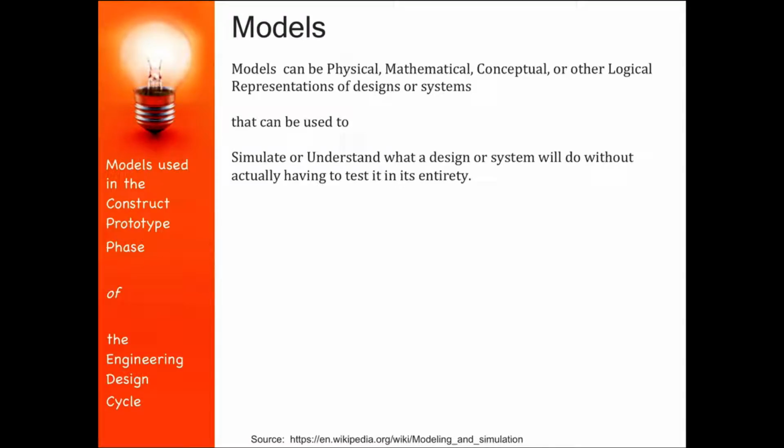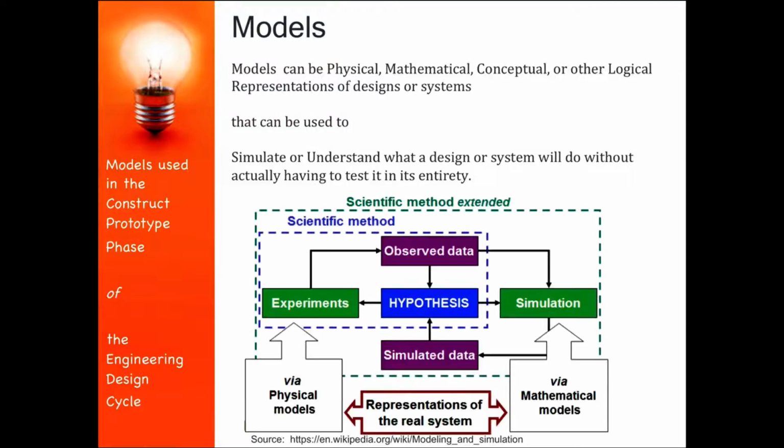In general, models support better design. They can be physical, conceptual, logical, mathematical, or some other type of model. The mathematical model in particular supports a simulation of the design, whose results can then be used to evaluate the goodness of experimental results or can be used to test out a hypothesis regarding the function of the design.